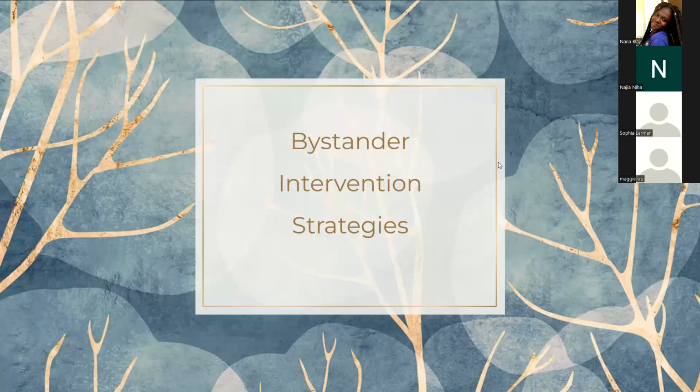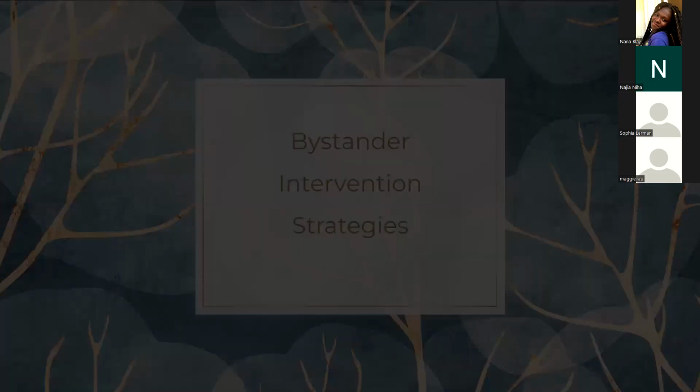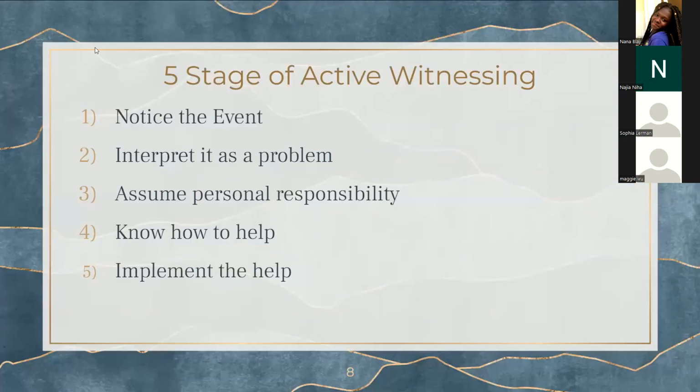So there are many different strategies as a bystander, to figure out what to do in a situation and how to help people out. There are 5 stages of active witnessing. One is noticing the event, interpreting it as a problem is the second step. Third, assume personal responsibility. Know how to help, and implement the help are steps 4 and 5.